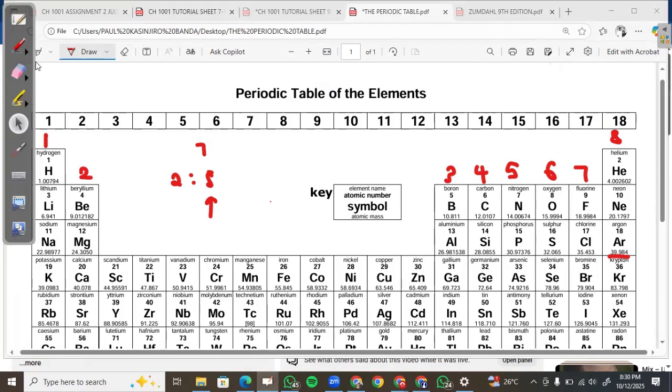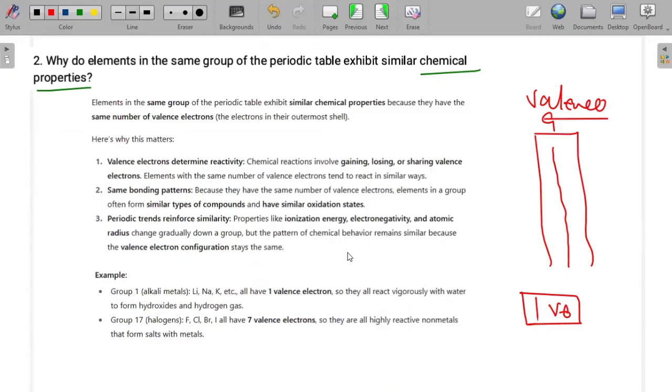Now, why do elements in the same group have similar chemical properties? Here's the reason. The valence electrons determine the reactivity. Chemical reactions involve the gaining, losing, or sharing of what? Electrons. So elements with the same number of valence electrons tend to react in a similar way. And since they have the same number of valence electrons, even the bonding pattern will be the same. So elements in a group often have similar types of compounds and similar oxidation states.